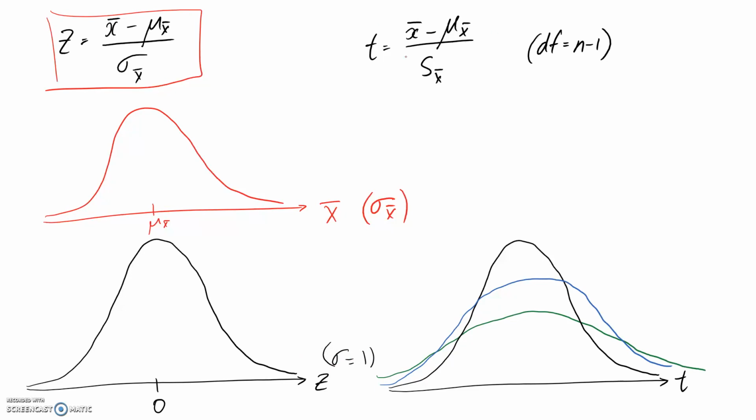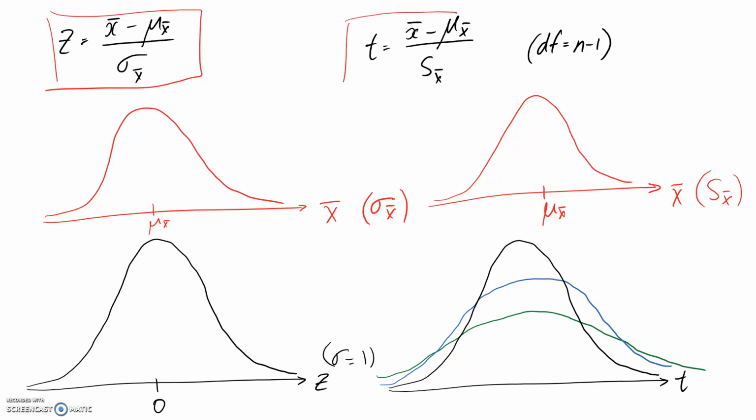So if we then look at it in relation to t, it's the same kind of starting point where we know that x bar is normally distributed about our mean of mu x bar. But this time we don't know the sigma x bar, we only know s x bar. So when we convert it into t, we use this formula which follows a very similar pattern. We've got x bar and mu x bar on the top line, which is exactly the same.